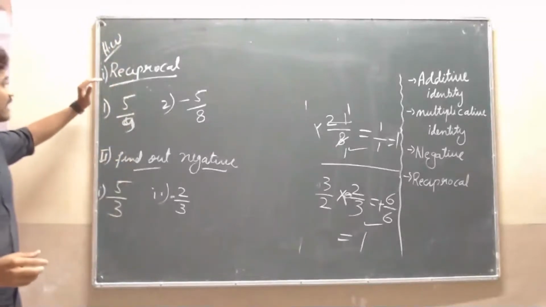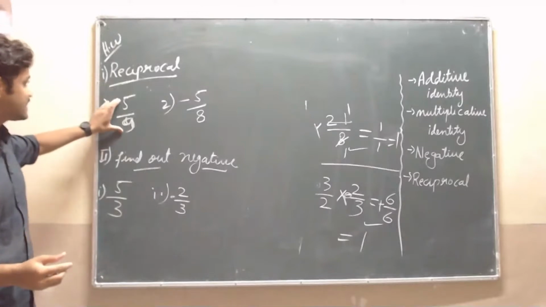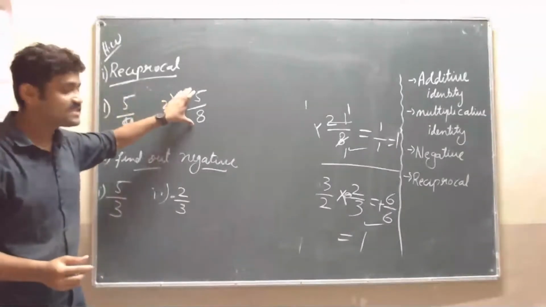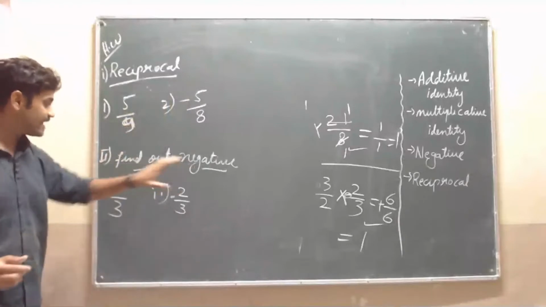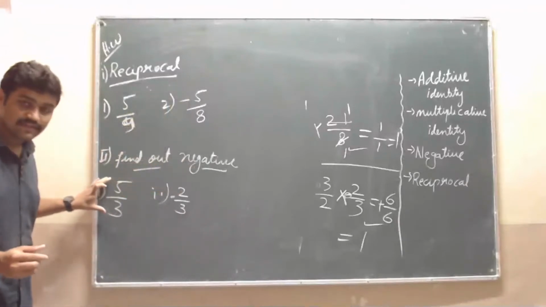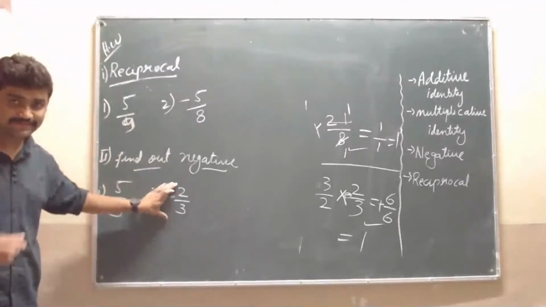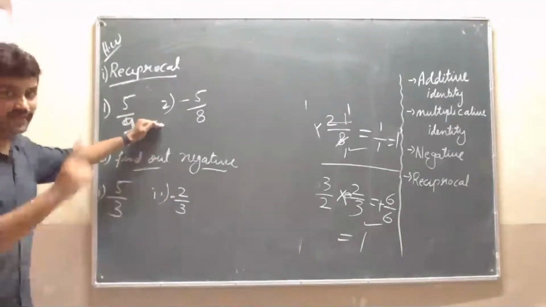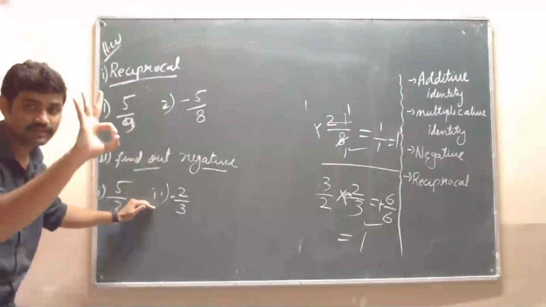We have to find out the reciprocal for 5 by 9 as well as minus 5 by 8, and find out the negative for 5 by 3 as well as minus 2 by 3. Here the answer will be 1 and here the answer will be 0.